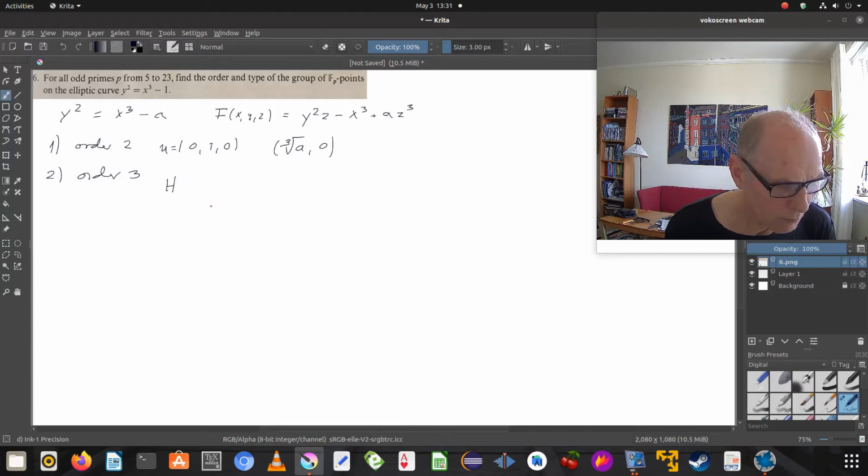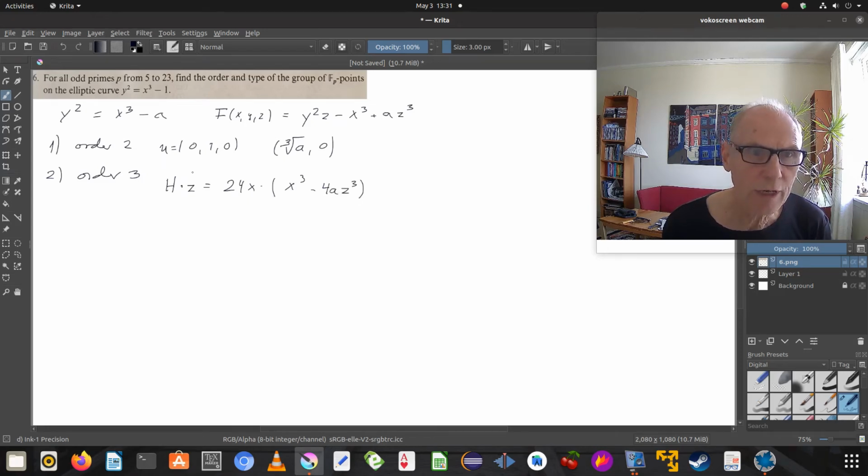Now where do we put it? Do this. The Hessian times z itself: 24x times x to the third minus 4a z to the third. Here I have, it's not really the Hessian because I have reduced by setting this to naught. So it only holds for points on the curve.